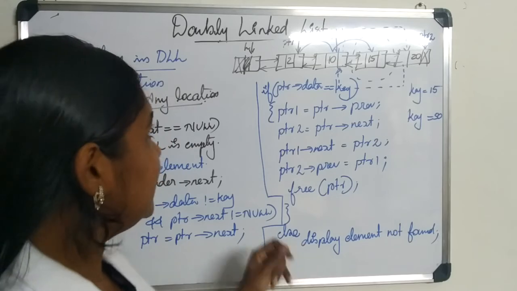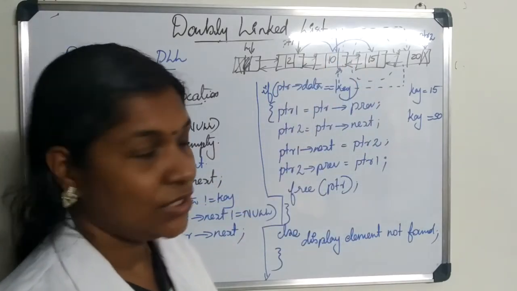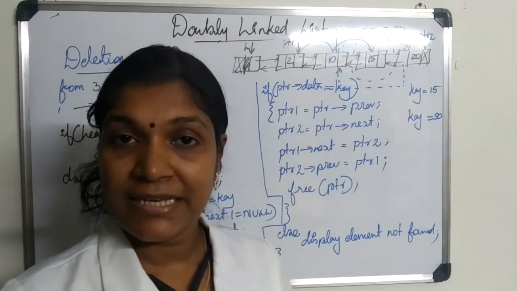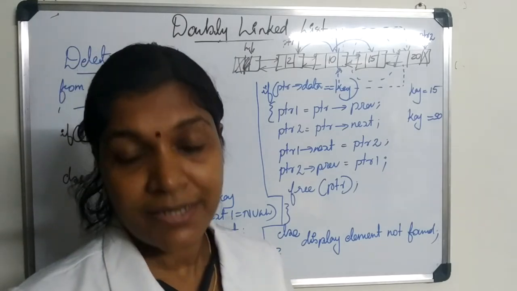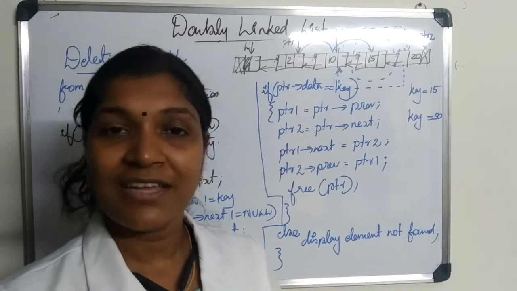So this is the deletion of a node from any location. These are the three cases of deletion in a doubly linked list. Hope you have understood the concept. If you have any doubts regarding any of these algorithms, kindly let me know. Okay, then thank you.